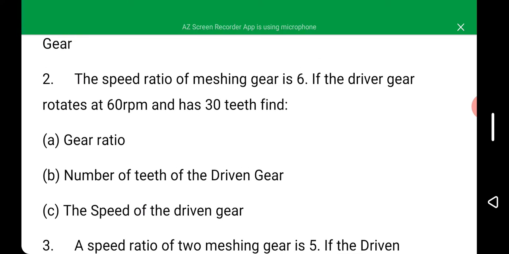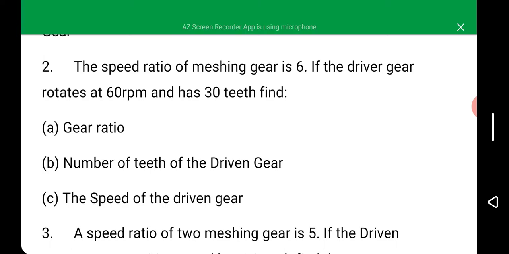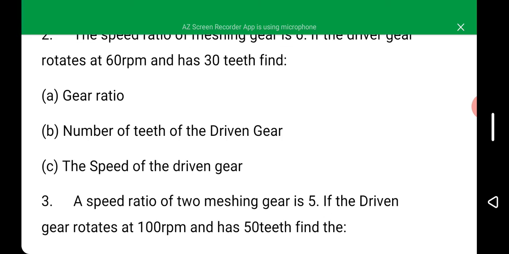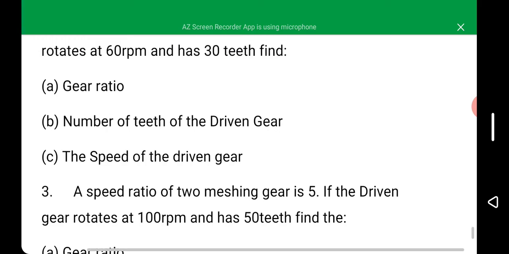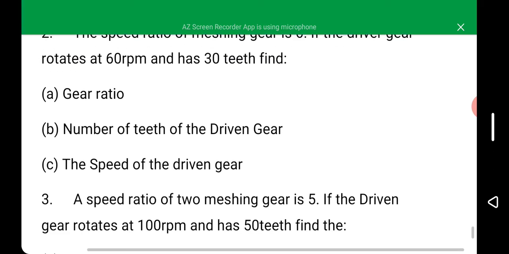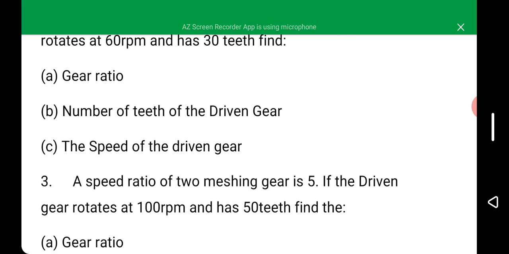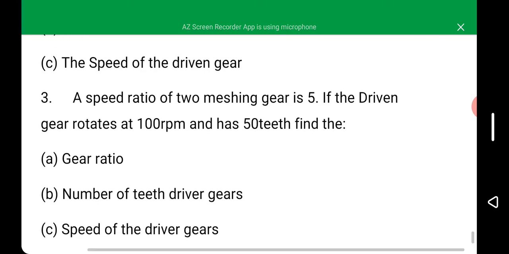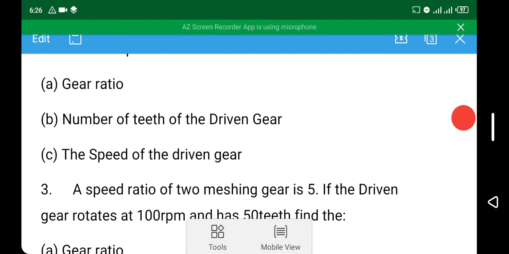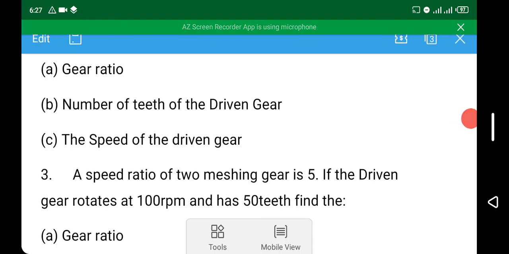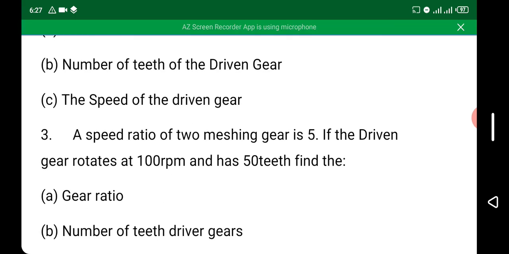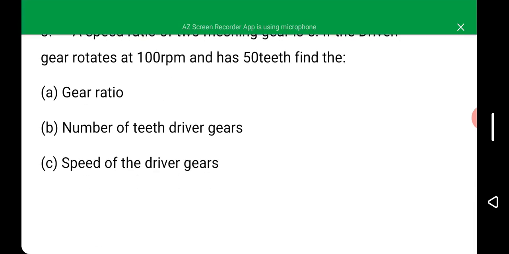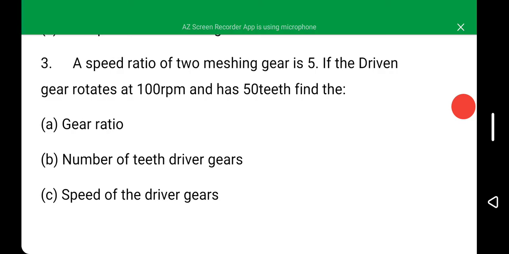You need to read this question and understand it. Don't just rush into the question, because if you don't understand what the question asks you to do and you start solving it, you may not get the correct answer. Go through the question, know the parameters given, and use the appropriate formula to solve it. And don't forget the unit. After solving any particular question, maybe you're asked to find the number of teeth, you must put teeth at the end of your final answer. If it is speed, you must put revolutions per minute.